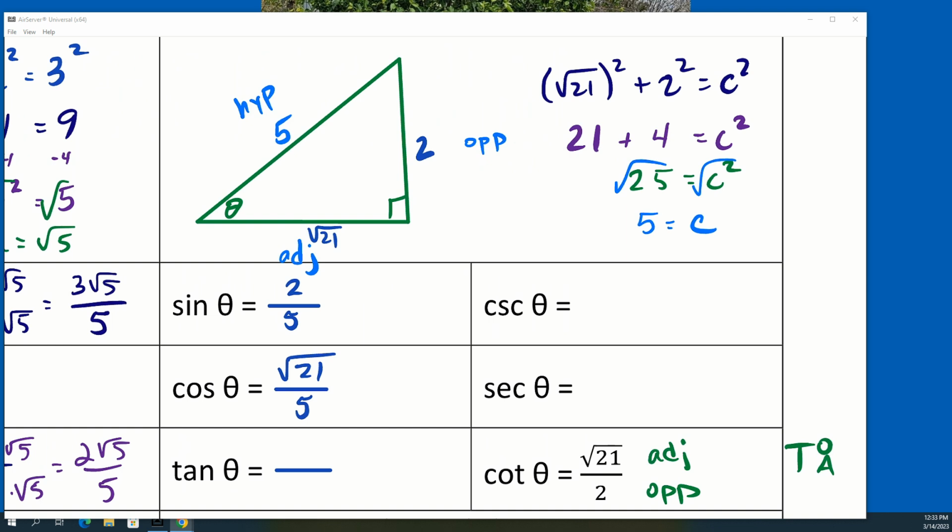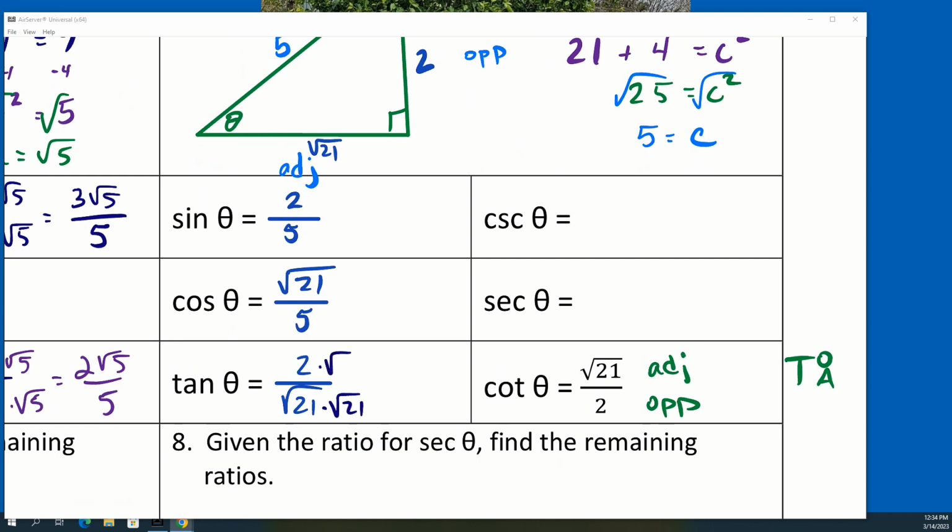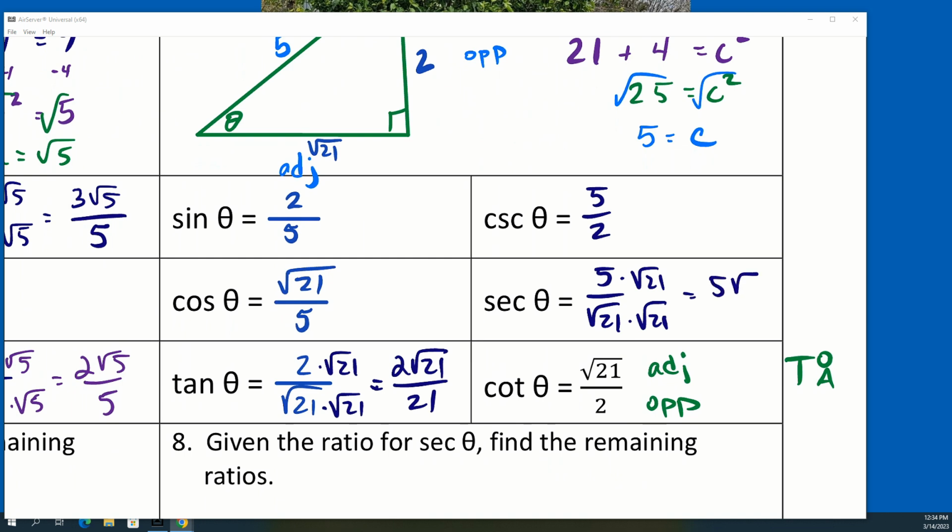And then for tangent, it's up to you. We can do the opposite over the adjacent, or we can just flip over the cotangent. Either way, it's going to be 2 over the square root of 21, which means we have an extra step. All right, and then we just have some flipping to do to finish off these last two. All right, any questions?